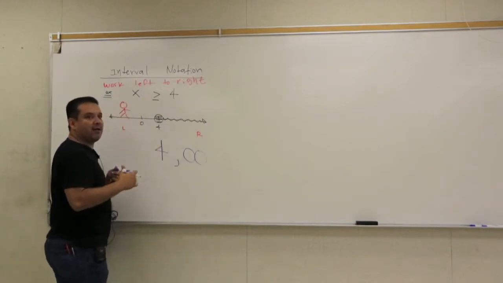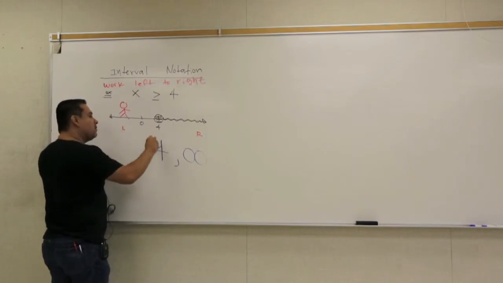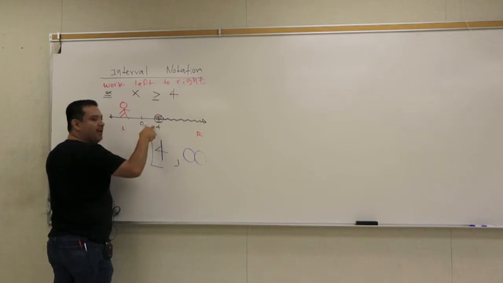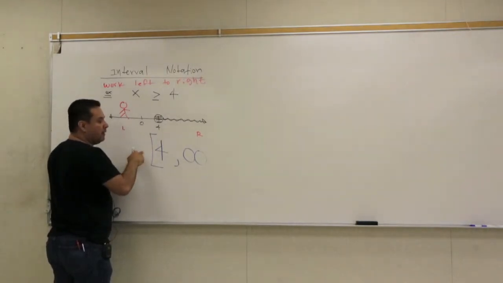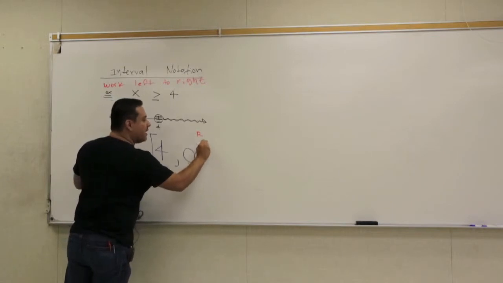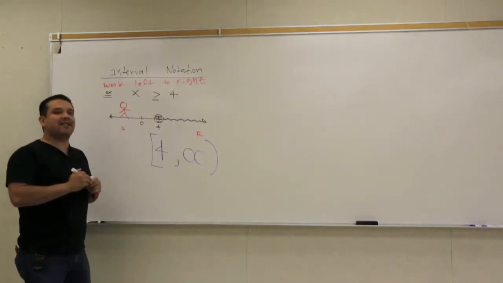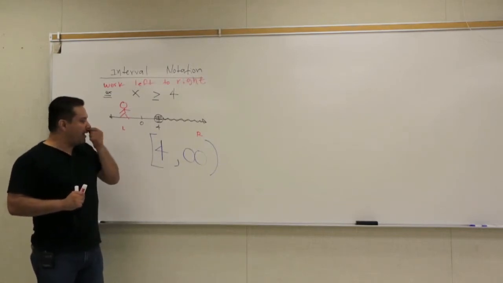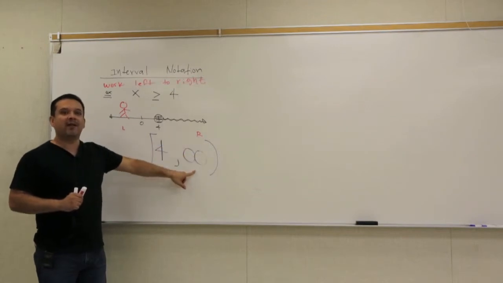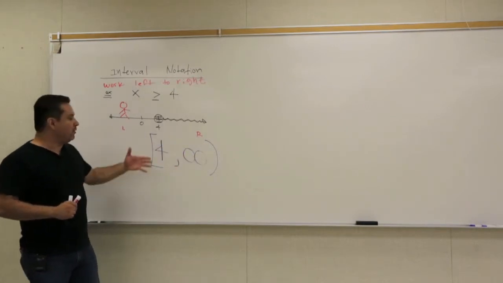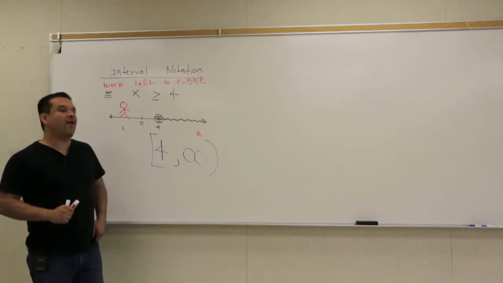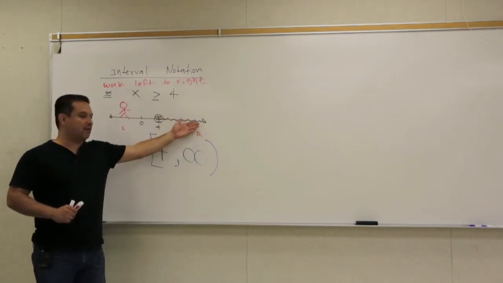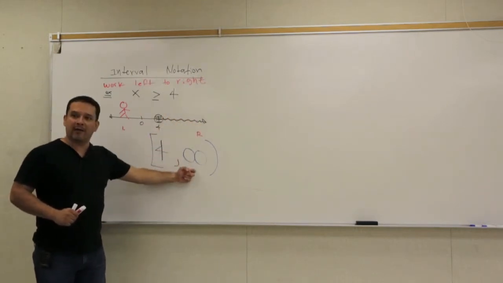We communicate the concept of starting exactly on 4 with what we call a square bracket. That means include your 4. And what we use here for the infinity is actually a parentheses, because infinity is actually an idea. It's not even a number. It's not finite. So we don't ever put the bracket with infinity because it's just not a number. So what we're looking at here is the interval notation of the shaded numbers here. Starts at 4 and what? Never ends.